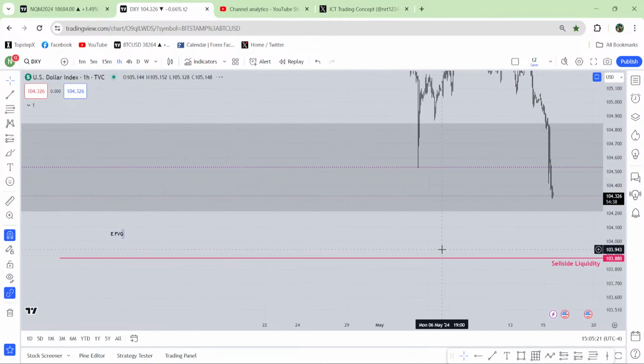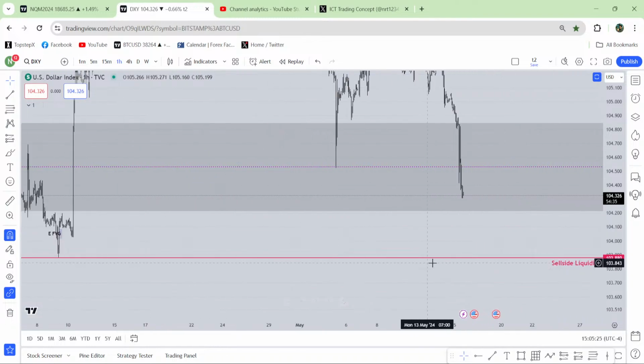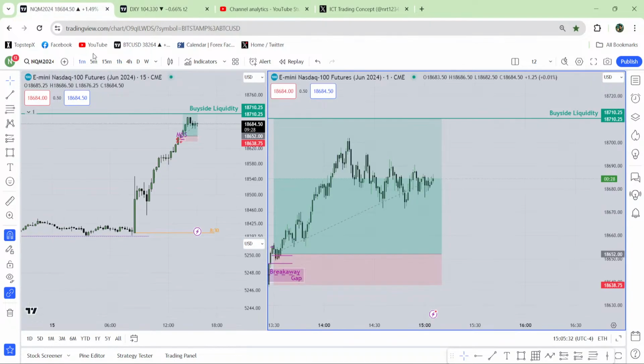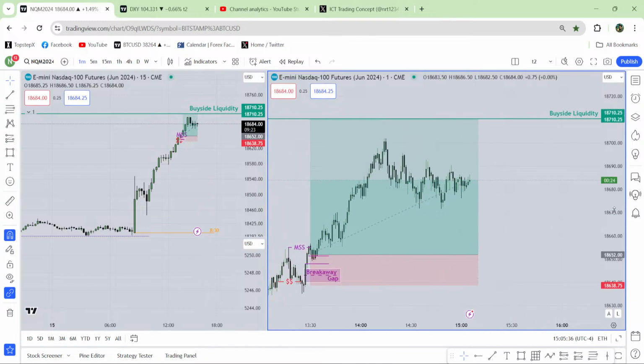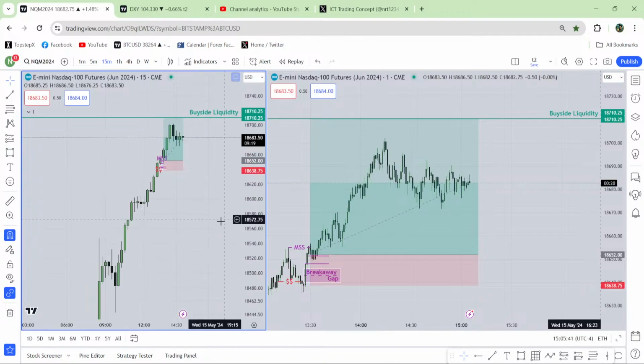Dollar index didn't take that sell side liquidity yet, all the sell side liquidity which has not been taken yet. So still, I'm thinking that the market is going for that sell side liquidity. It is bearish. Simply, I will expect the bullish run for Nasdaq.